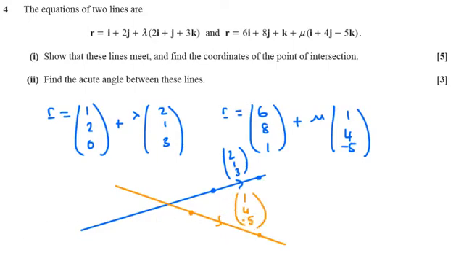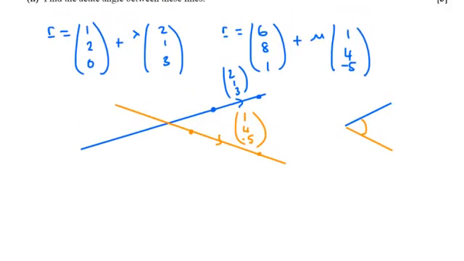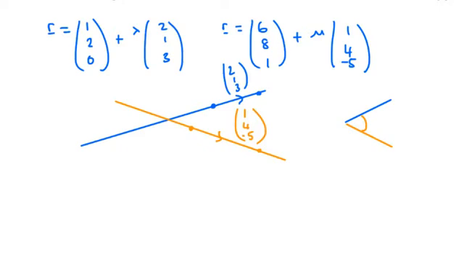So we can pick those two lines up, and if we put them together, that's the wrong one, then that's the angle we're trying to find. So that's all to do with the direction vector. So this 1, 2, 0 and the 6, 8, 1 is absolutely irrelevant for this question. We are now just concentrating on the 2, 1, 3 and the 1, 4, -5.